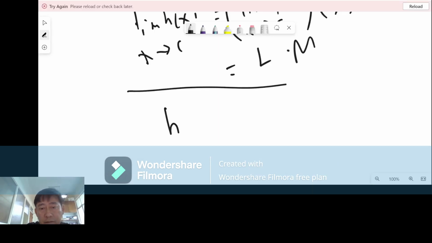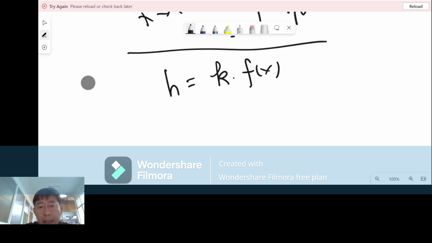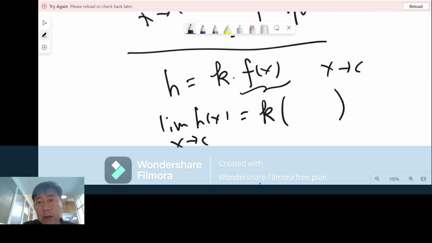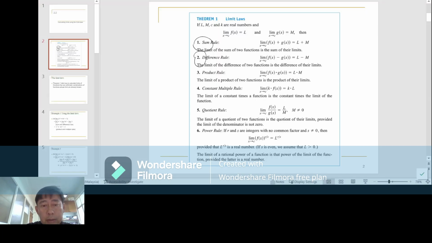Then the fourth item in theorem 1 is that if you have a function h which is defined to be a constant k multiplied with function f, and you know the limit of the function f as x tends towards c, then the limit of the function h as x tends towards c is just the constant k multiplied with the limit of the function f as x tends towards c. That is what the fourth item in theorem 1 says.